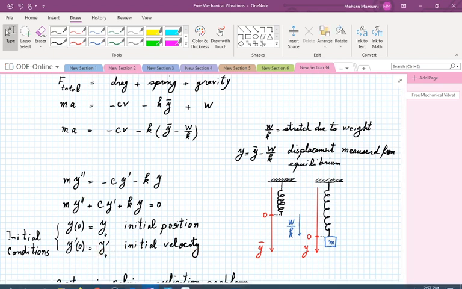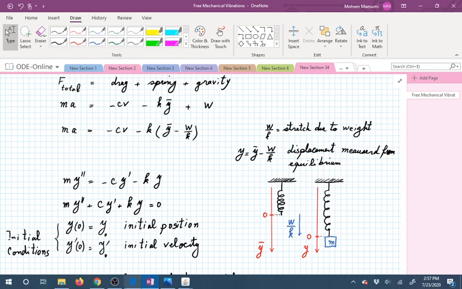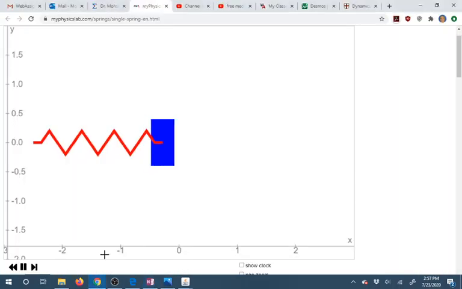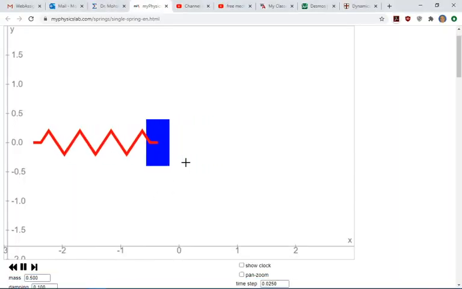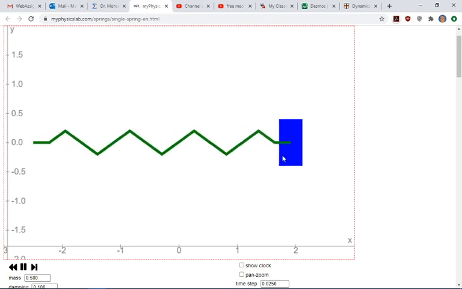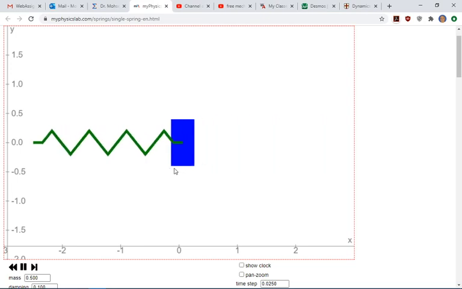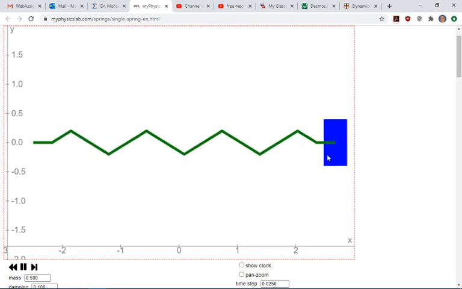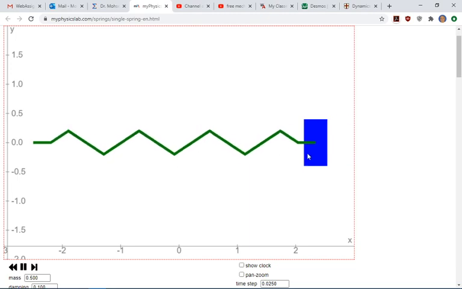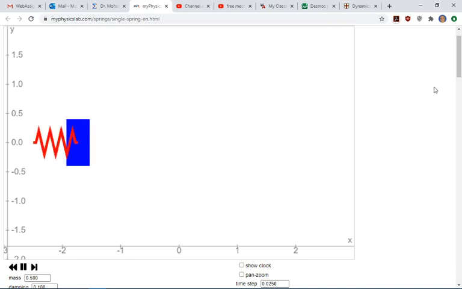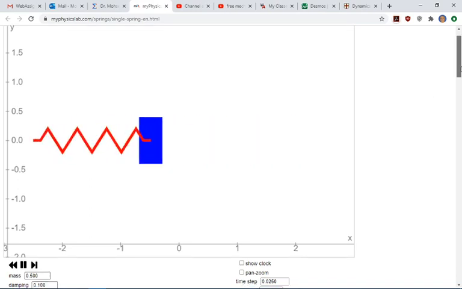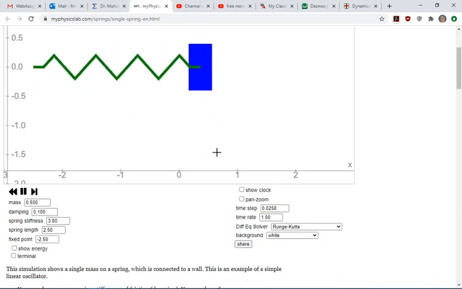So again, just to make sure everybody understands this, in the simple setup, when you take this object and perhaps you start it from here, then the distance from this location to the equilibrium position is going to be your y0. Okay. Then if you give an initial velocity to this thing, to either right or left, that's going to be your y prime 0. So in this experiment or demo, you can control a variety of factors here.